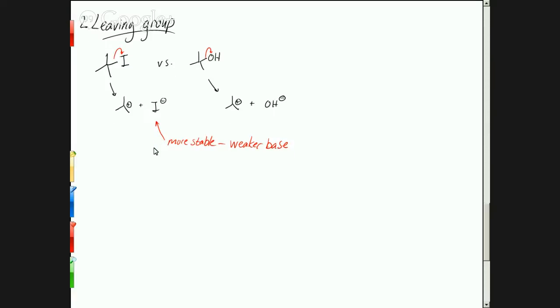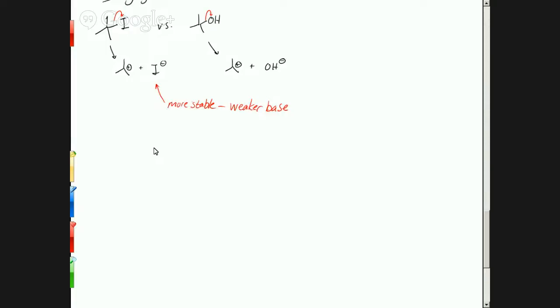So the better leaving groups are generally these weaker bases that we see. And the book has a nice chart that I'll just go through here. Really good leaving groups are things like iodide and then the other halogens. All of these are good leaving groups, with the exception of fluorine. It's more stable on its own.